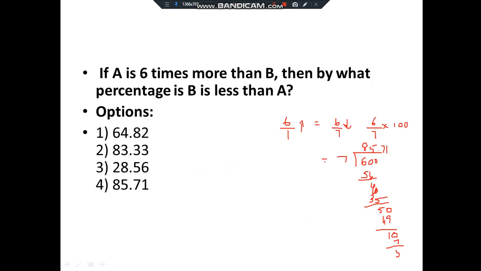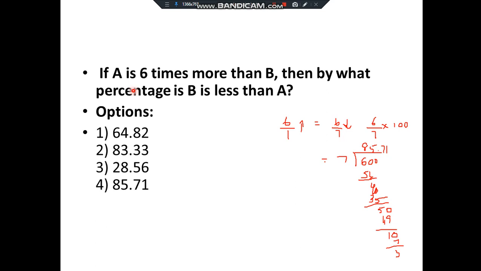If A is 6 times more than B, then by what percentage is B less than A? Usually we'll get it as a percentage question, right? If A is 20% or 25% more than B. Here we have given it in number. So just follow the same number, okay?